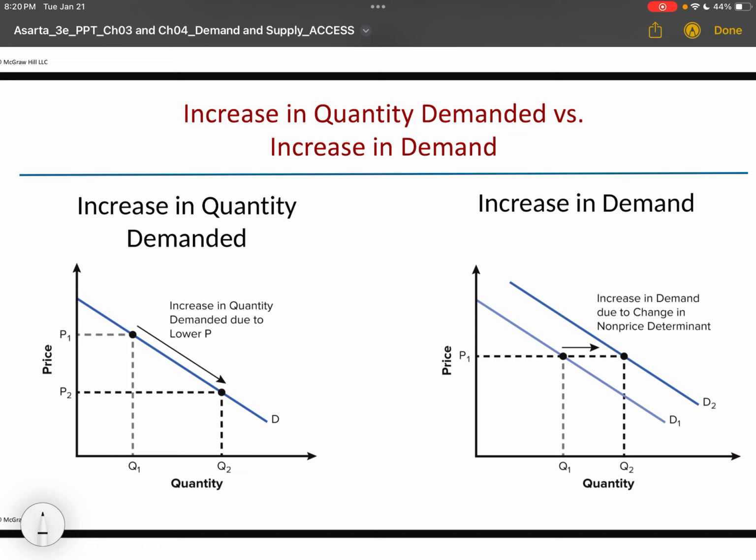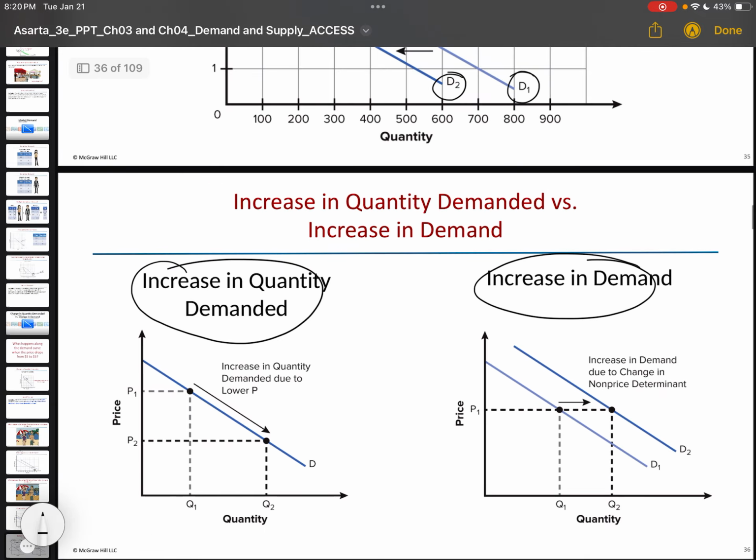This is where I would like you to pause and try to see if you understand this. It will be great if you can draw it. It will be great to pause here and draw what is an increase in quantity demanded. Draw it by yourself, by your hand. And what is an increase in demand?